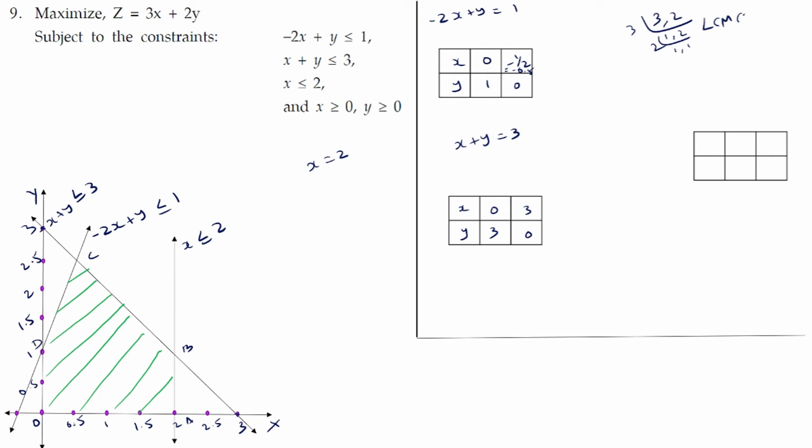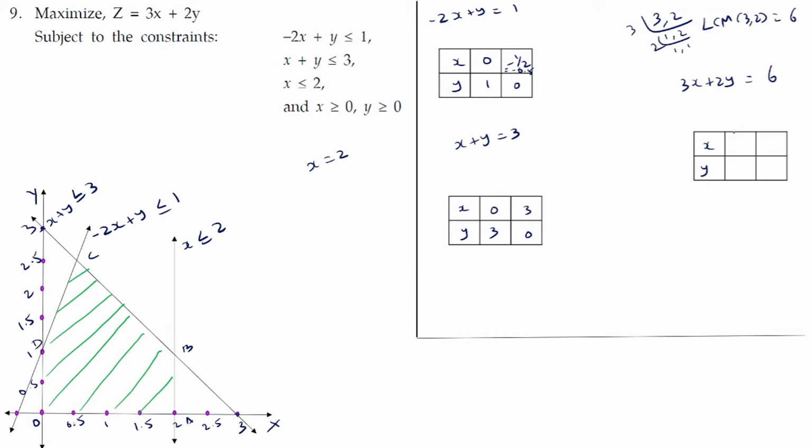So LCM of 3, 2 is 6. So let us give the arbitrary value for Z as 6 and draw the first isoprofit line corresponding to Z equal to 6. That is 3x plus 2y equal to 6. So if we have to draw the line corresponding to 3x plus 2y equal to 6, we need 2 points.